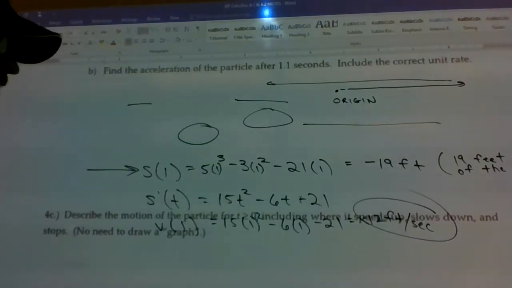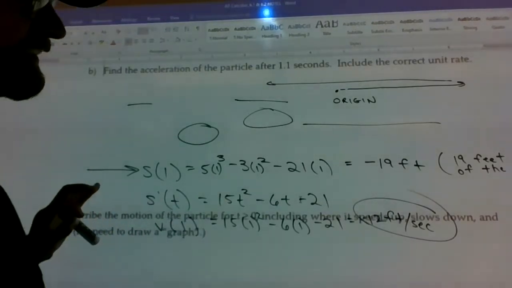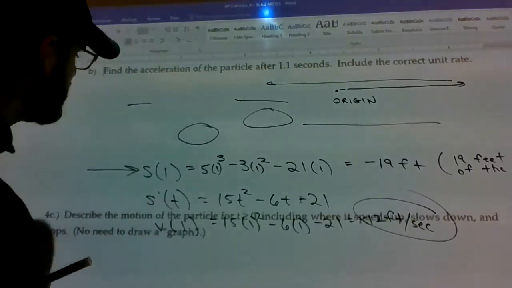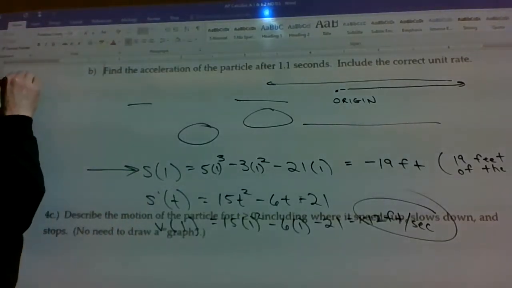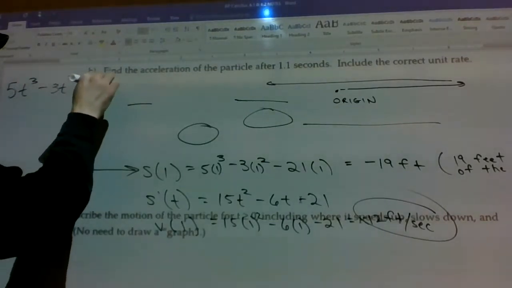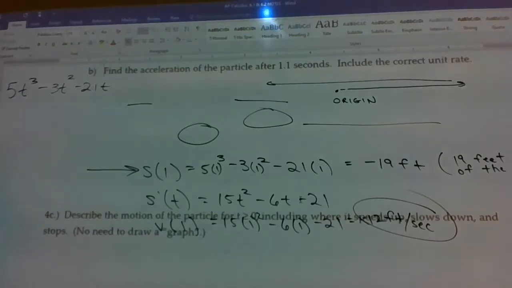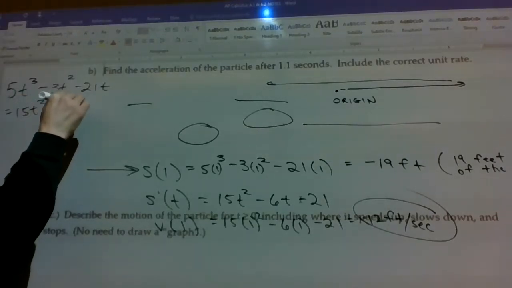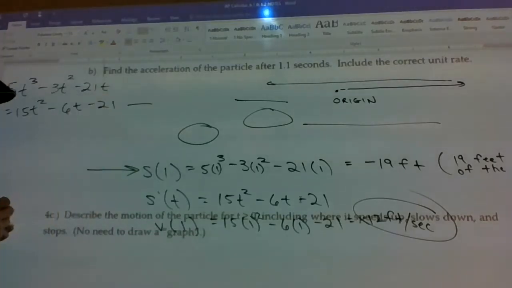All right, so I'm going to try to keep some of these things in tow. We had 5t cubed minus 3t squared minus 21t. This was our position. I know I'm probably off screen right now. Don't worry about it. Our velocity was 15t squared minus 6t minus 21.